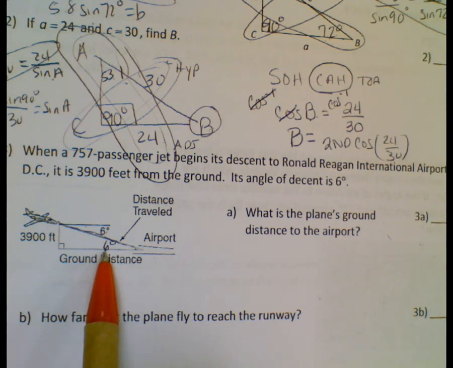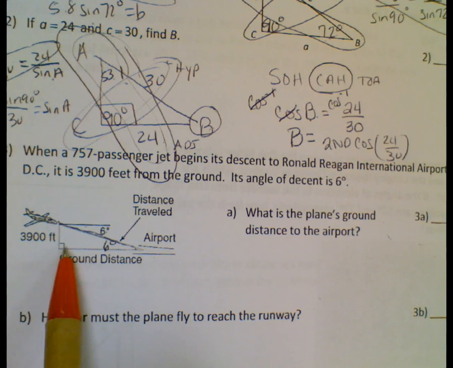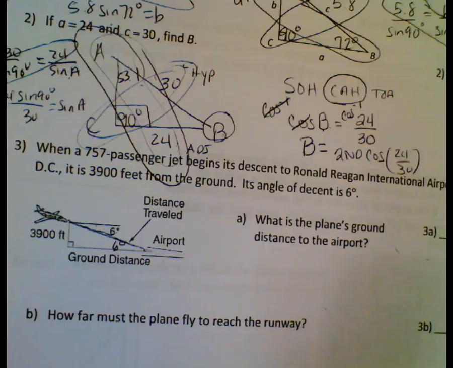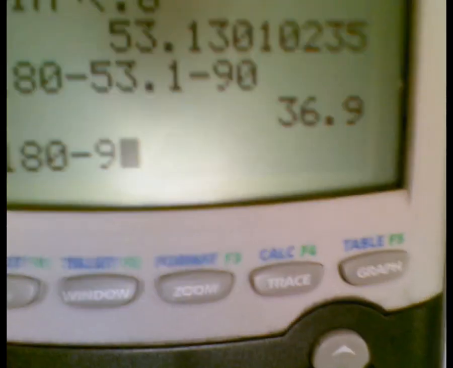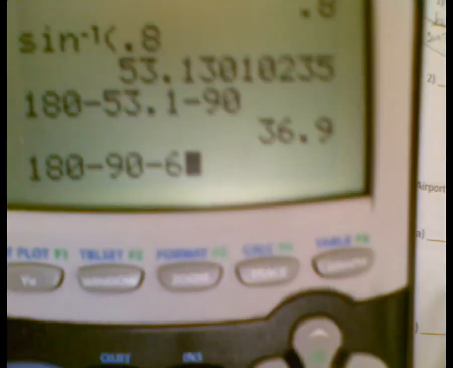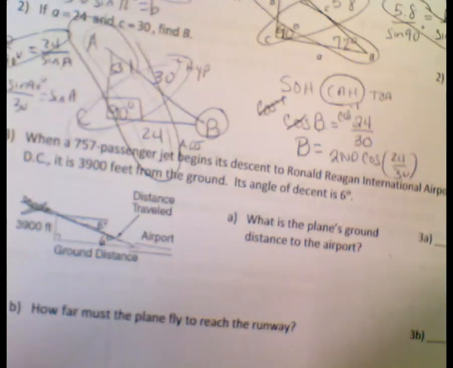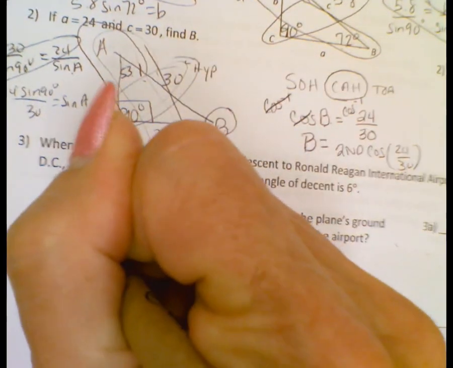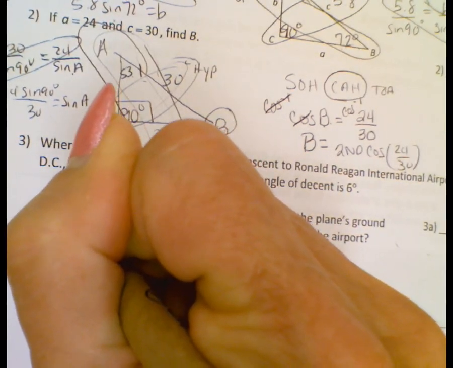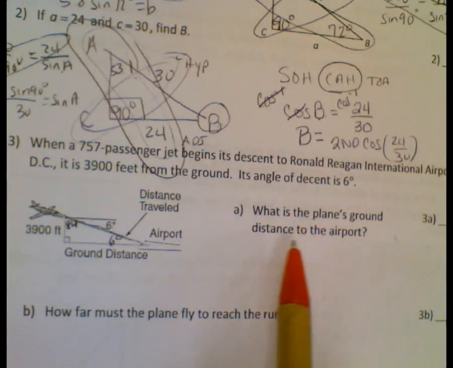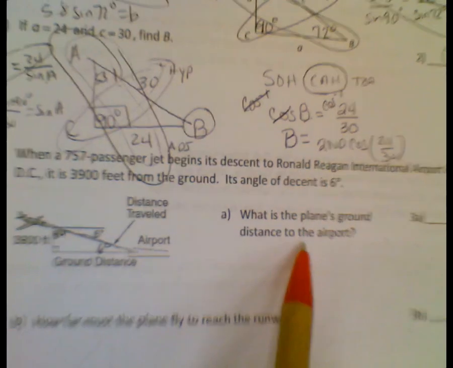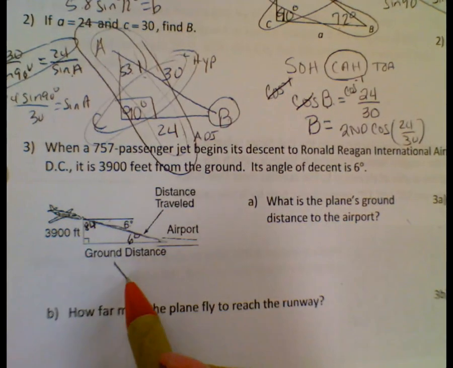So you can do 180 minus 90 minus 6 to get the third angle if you want. Let's try that. Let's go 180 minus the given 90 minus that 6 degrees. So our other angle, if we need it, is 84. We might as well put it in there in case we need it. 84. So then it says, A, what is the plane's ground distance to the airport? So we're solving for this one right here.